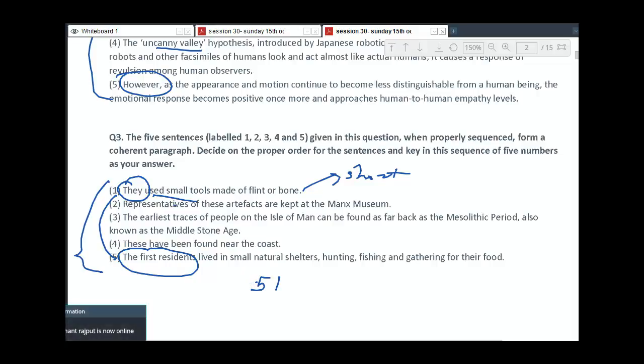So how would I start? Representative of these artifacts. So I can't start with two, I can't start with one, I can't even start with five, because I don't know who the residents are. I would start with three. It says the earliest traces of people on the Isle of Man can be found as far back as the Mesolithic period, also known as the Middle Stone Age. Now what will come after this?